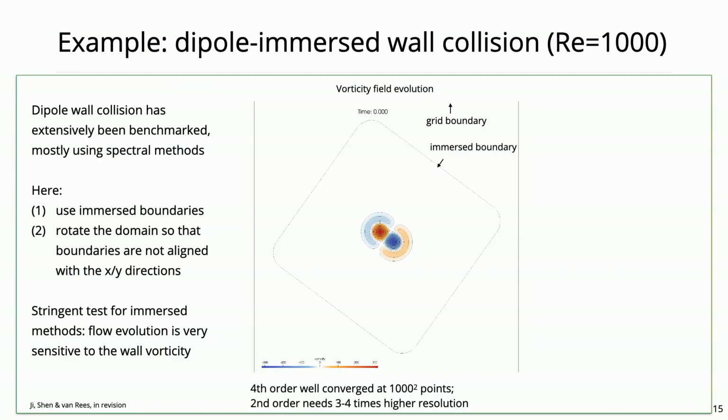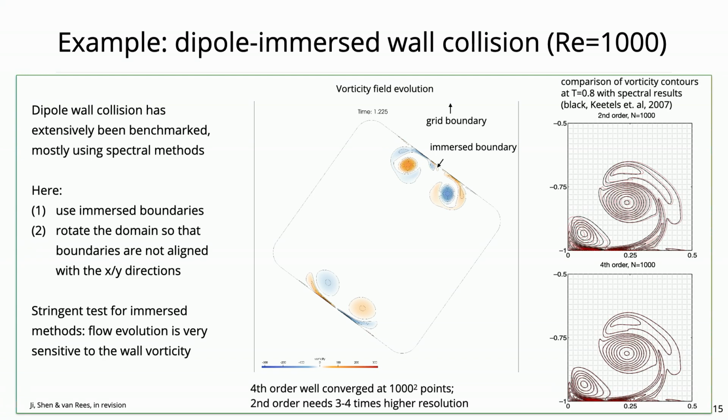And so when we run this with our fourth order method, we get a nice evolution of the flow. Again, this is the immersed boundary, this is the grid boundary. So we only solve in this immersed domain. It's sharp, there's no leakage or anything like that. And if we compare with the spectral method, we see that the fourth order result overlaps the spectral results, whereas the second order version of our method has some large differences at this inner vorticity being generated. And if you run for longer, that will mess up the whole solution.